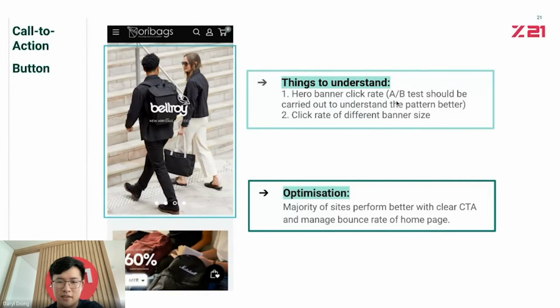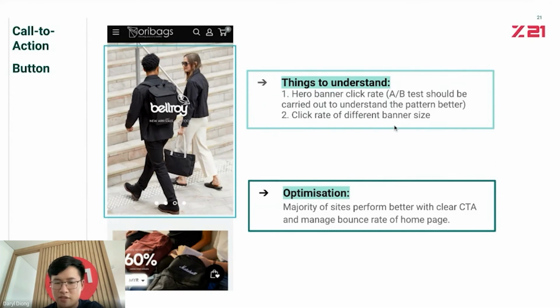Okay, and hero banner click rate. This is something that we can look into in your GA, and A/B tests should be carried out to understand the pattern better. What we're trying to say here is, you are featuring Belroy, but is there another collection, because you are featuring the brand, right? There are different browsing behaviors. Maybe I'm someone who wants to buy based on categories. I just want a backpack, or I just want a laptop carrier. So I think that can be A/B tested.